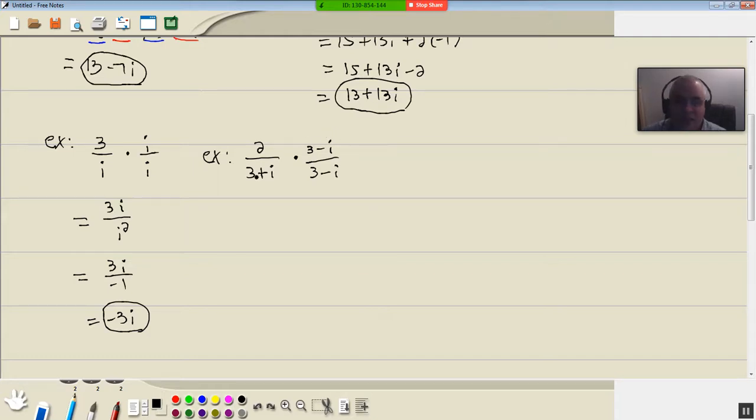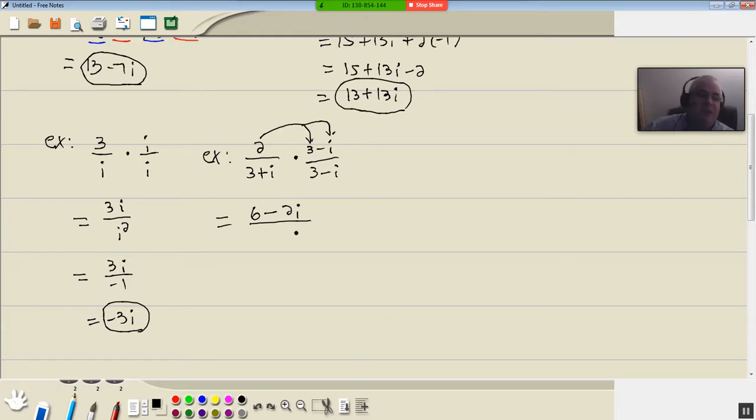Now what a conjugate is: the first part's the same, 3, 3. The last part's the same, i. But the sign in the middle is different. This is a positive and this is a negative. So up on top, I'll multiply these together. So I got 2 times 3 and 2 times negative i. 2 times 3 is 6, minus 2 times i is 2i.